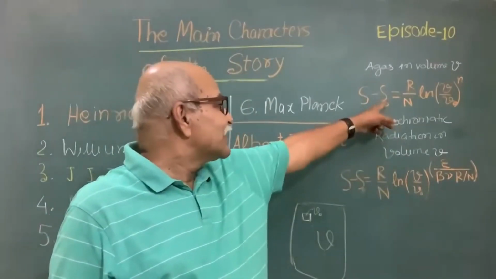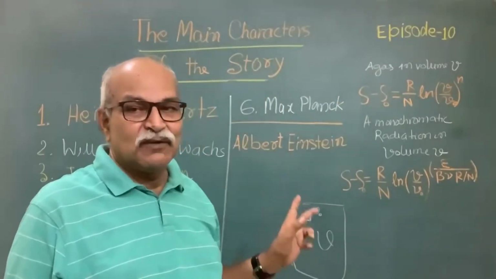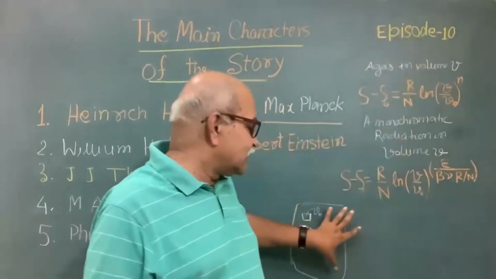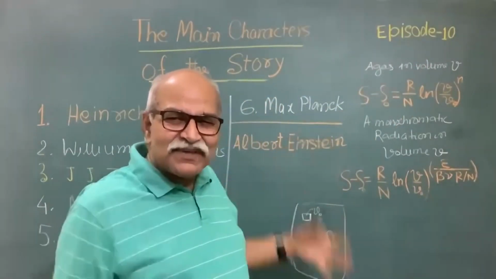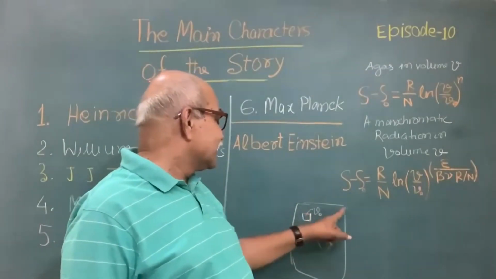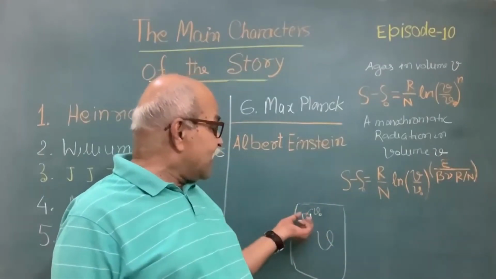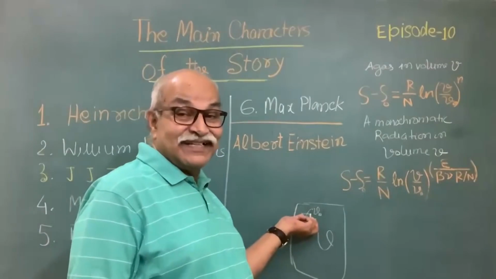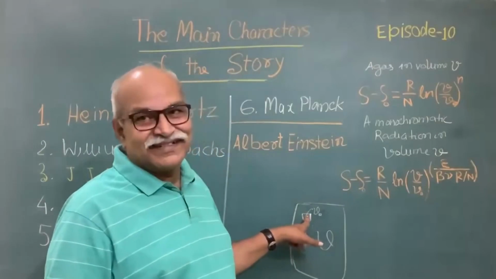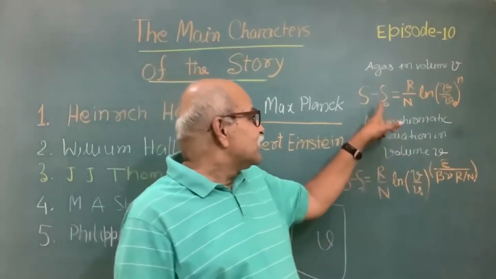And what are these S naught and S? They are entropies. If you assume that somehow all the molecules in this gas, somehow at some instant they are confined into this. There is no boundary here, remember, there is no boundary here. This whole chamber has a volume, and in that volume we have chosen a volume here only. There are no boundaries. But suppose all the molecules are confined here at a certain instant. What will be the entropy? So that entropy will be S naught.